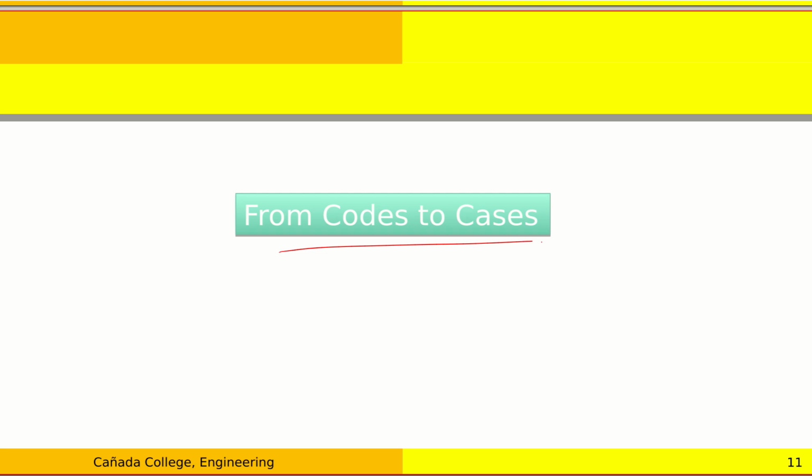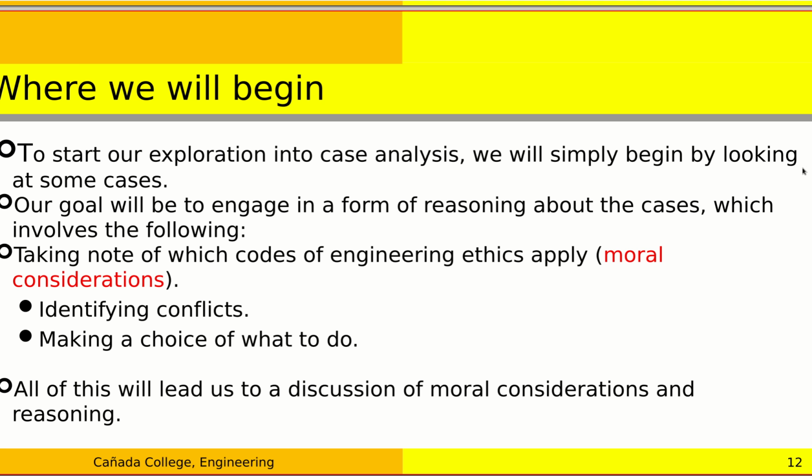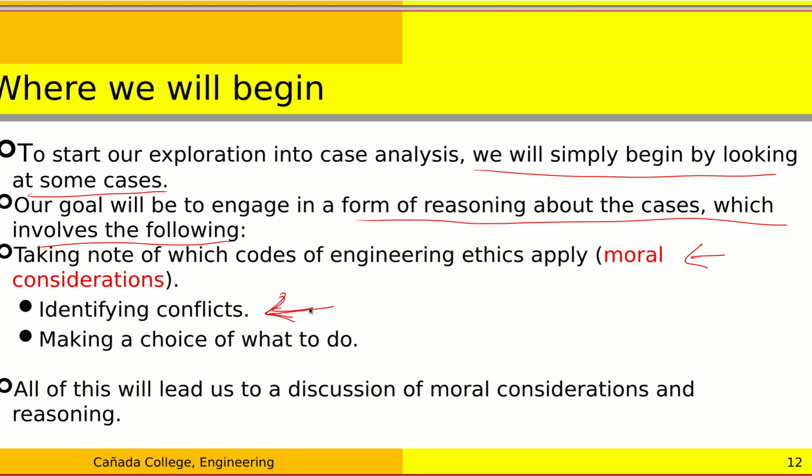So let's look at some actual cases and see how we can go about doing it. Okay. So what we're going to do is we will start by looking at two cases, and the plan is to really reason out each case, and especially we're going to see which code of engineering ethics will apply. So remember the 6 codes, right? And so we're going to look at that and see how those fit into the cases we have. And then we want to identify what is the actual conflict or conflicts that move us one way or the other, and then try and see how to make the best choice, right?